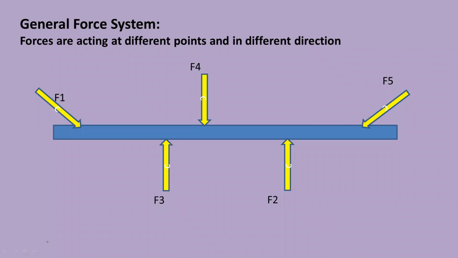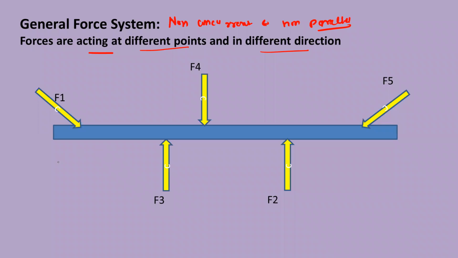Next is the general force system. General means non-concurrent and non-parallel. Non-concurrent, non-parallel forces are called the general force system. Forces are acting at different points and in different directions.